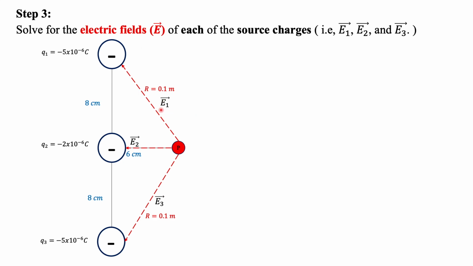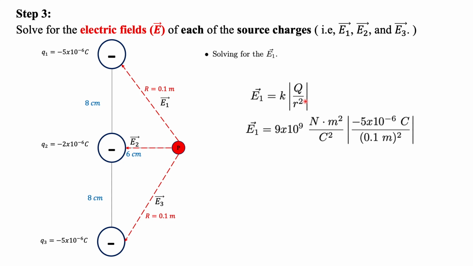Now, let's take it per charge. So let's solve for the electric field E sub 1. That means it's the electric field due to the source charge Q1 on the top portion. And recall from our class that the magnitude of the electric field is just equal to K times the absolute value of Q over R squared. So when you substitute the values, you get this one.